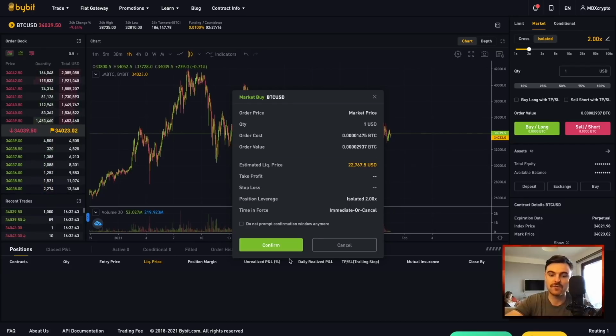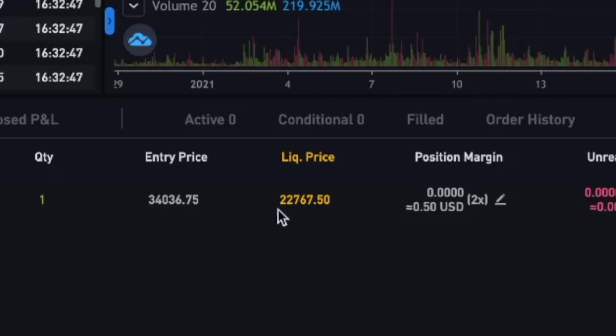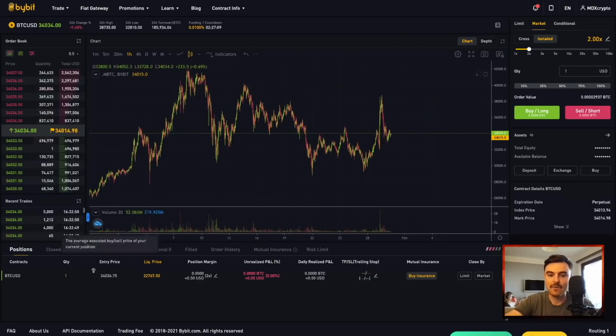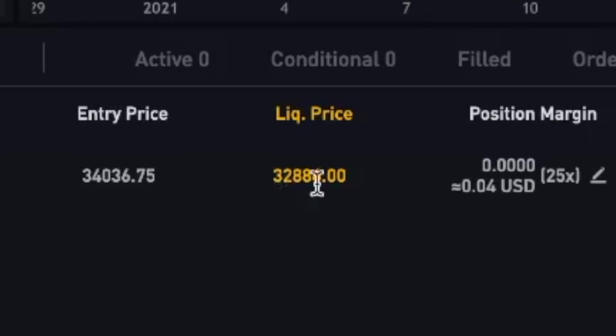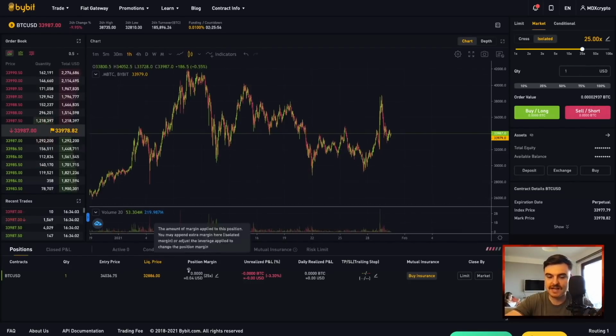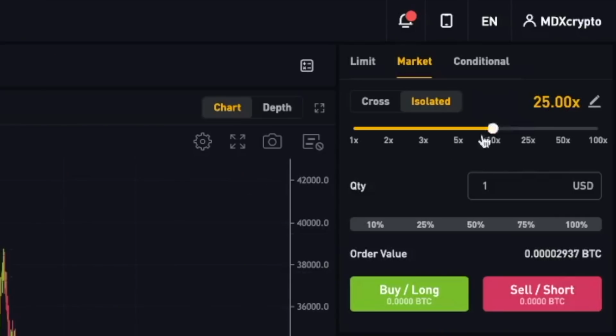So if I buy this and click confirm, it means that if the price of Bitcoin goes down to $22,000, that one contract will get liquidated. If I put it all the way to 25x, you're going to see that the liquidation price is now $32,000. So as you raise the leverage, your liquidation price goes up, but the amount of Bitcoin you need as collateral goes down, and that alleviates my margin. Now I need 25 times less money to get that one contract, because if it's on 2x, I need half.